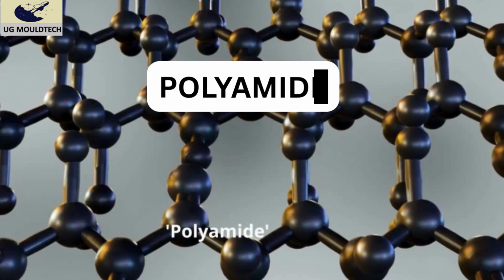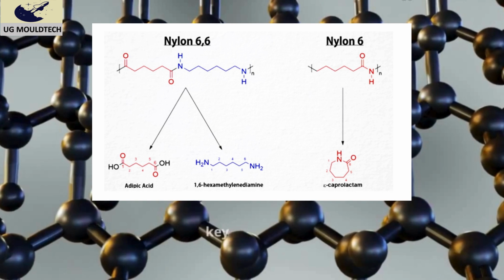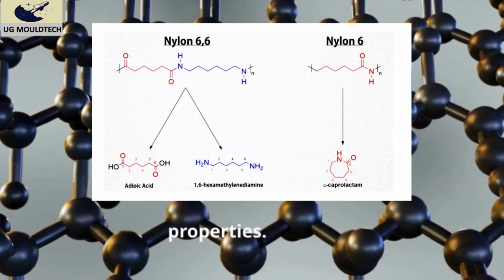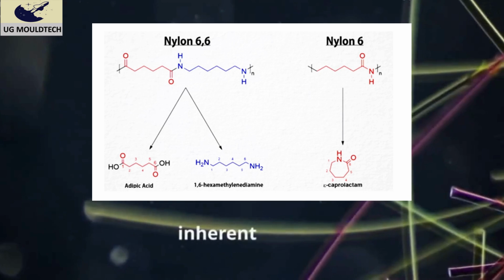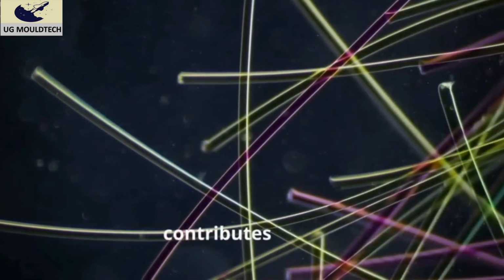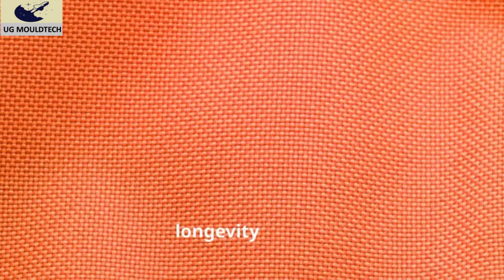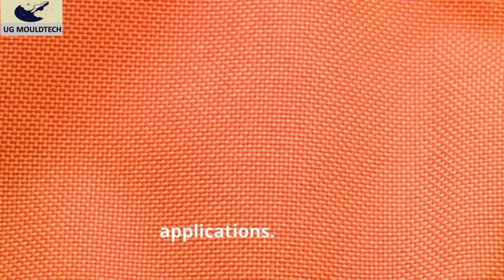The term polyamide refers to the repeating amide linkages in the molecular chain. These linkages are the key to nylon's exceptional properties. This unique structure gives nylon its inherent strength, allowing it to withstand significant stress and strain. It also contributes to its flexibility, enabling it to bend and deform without breaking. And finally, it provides resistance to wear, ensuring longevity and durability in demanding applications.